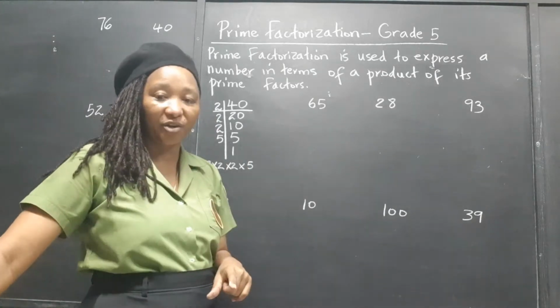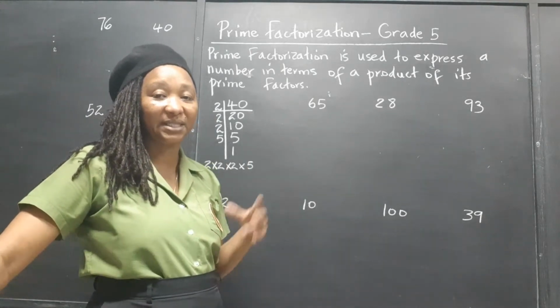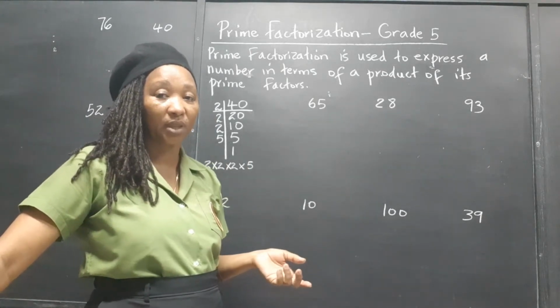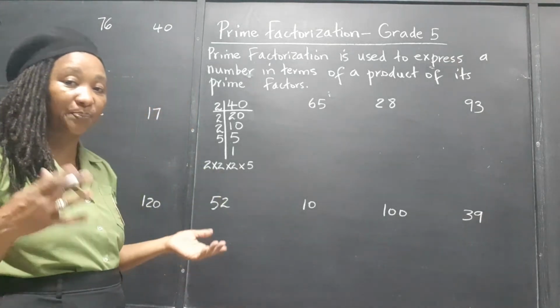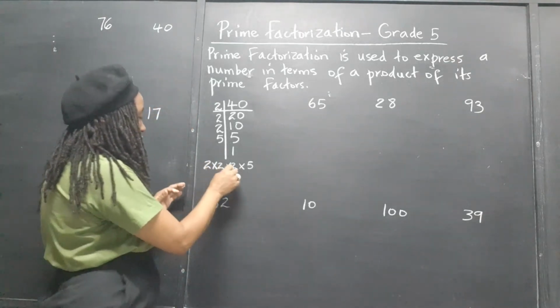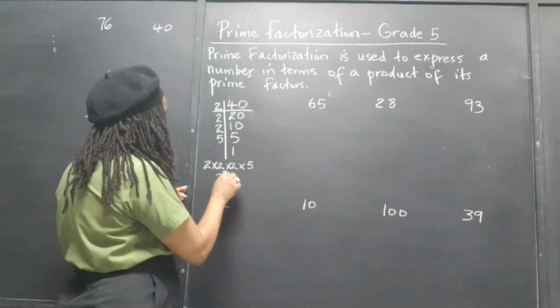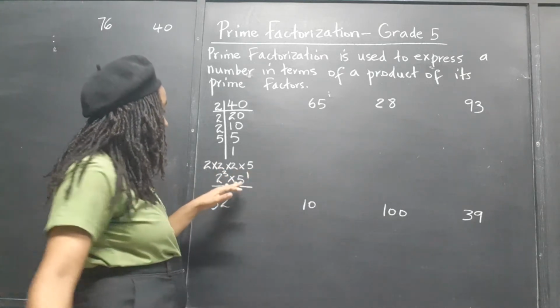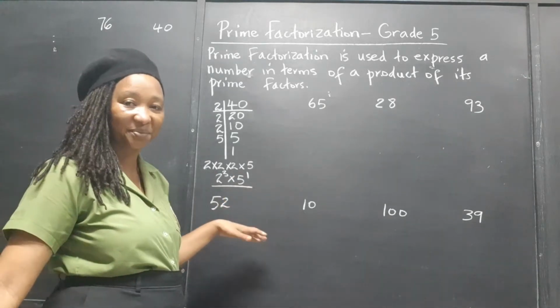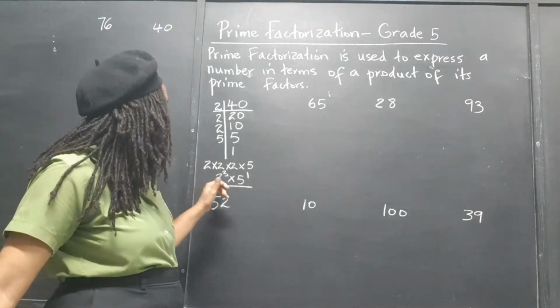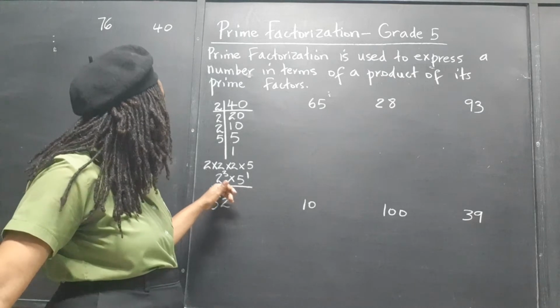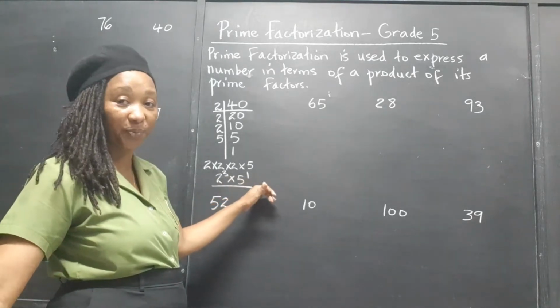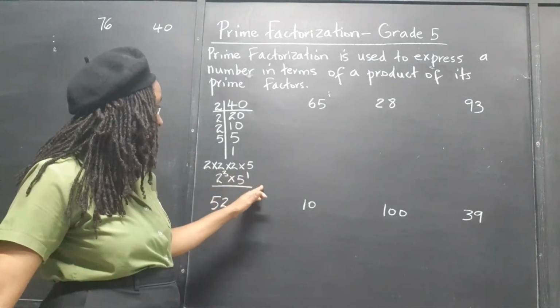We're not quite done yet. We're going to express them in index form or power form, exponent form. So this is 2 to the power of 3 times 5 to the power of 1. Okay? Now we're done. So it's 2 to the third power times 5 to the first power. This is the prime factorization.